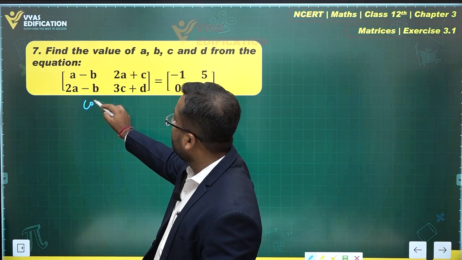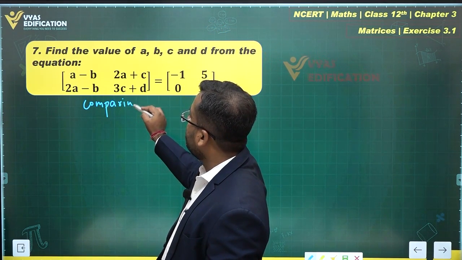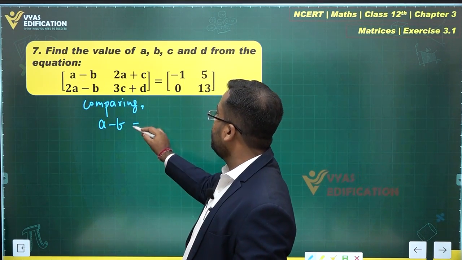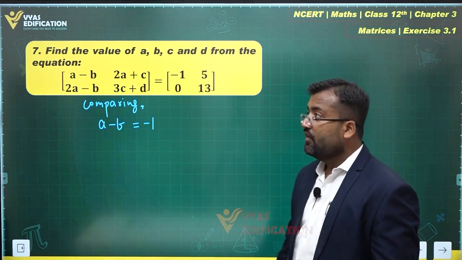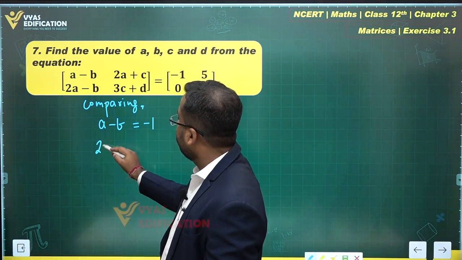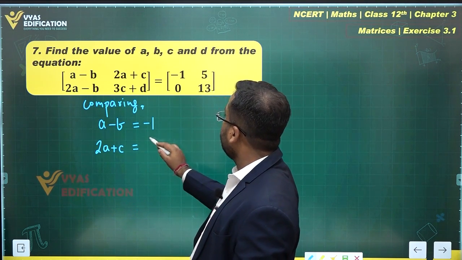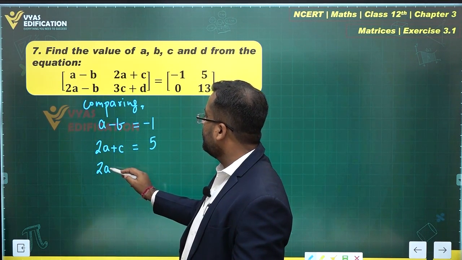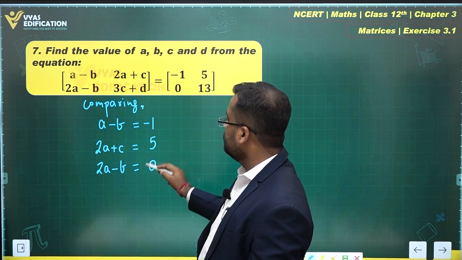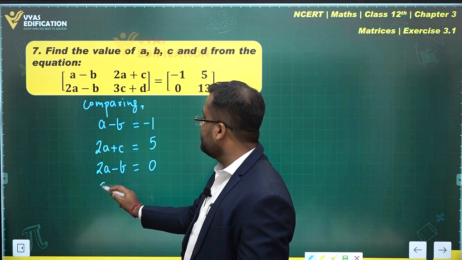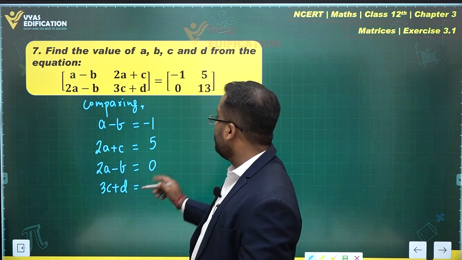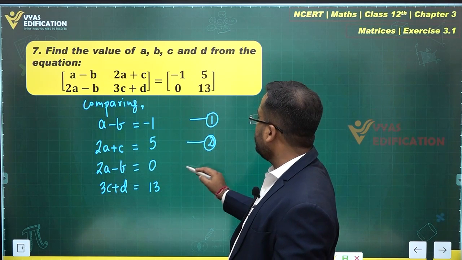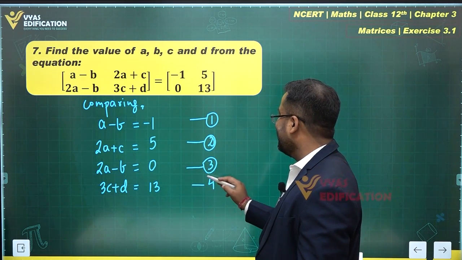So comparing, what do I get? A minus B, this first element, should be equal to this minus 1. That's the first thing. What next? This 2A plus C should be equal to this 5 over here. Then 2A minus B should be equal to 0. And this element 3C plus D should be equal to 13. And using these 4 equations, we are supposed to find the values of A, B, C and D.